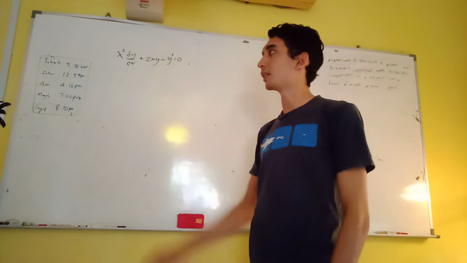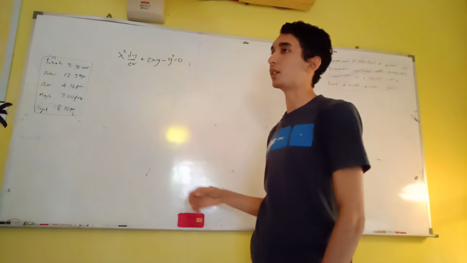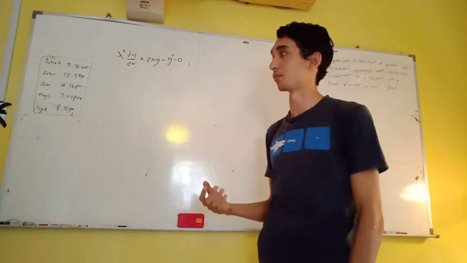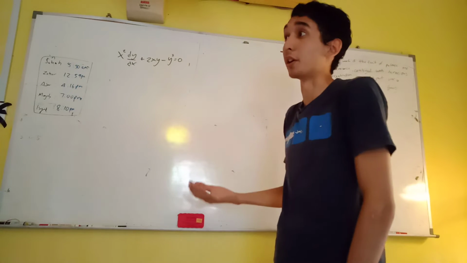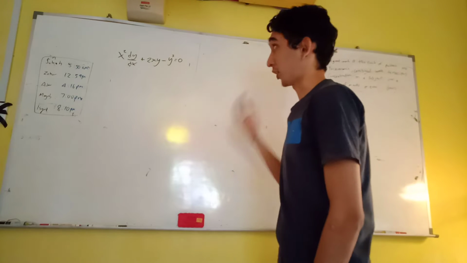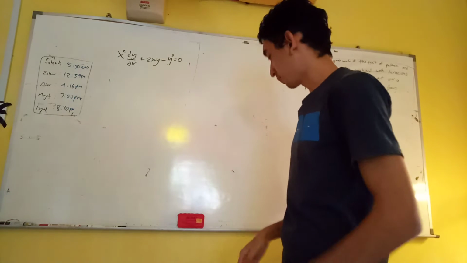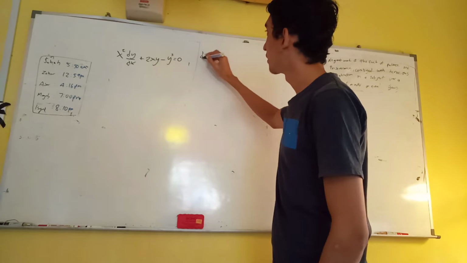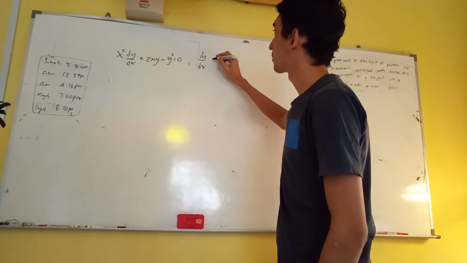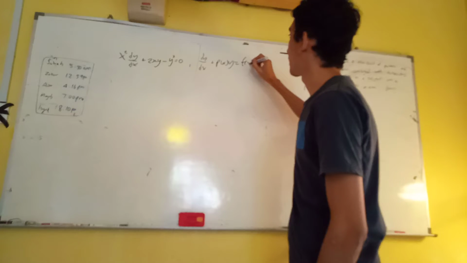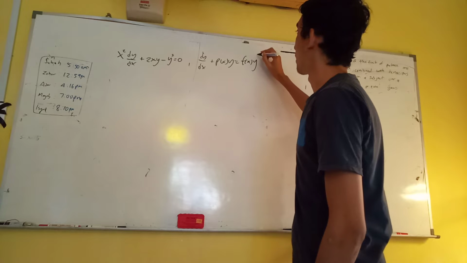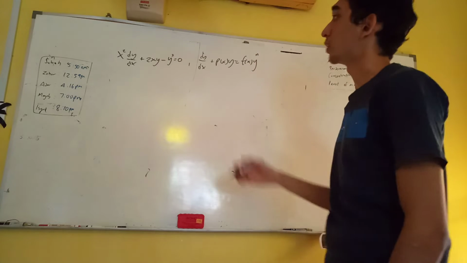Suppose that we are given this differential equation and we need to find its general solution. At first instance, we can see that it looks like a Bernoulli expression. Bernoulli looks like this. Its form is dy over dx plus p of x y is equal to f of x y power of n. So it looks similar.